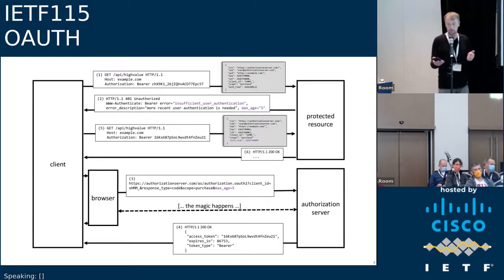And then in step 5, it makes the same API call with the new access token. Inside or referenced by that access token is a more recent authentication event represented by auth_time. Same flow could happen with ACR, but I'm using auth_time here. And the protected resource is happy with it.